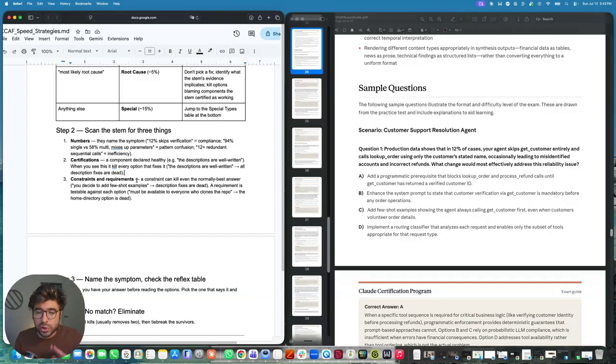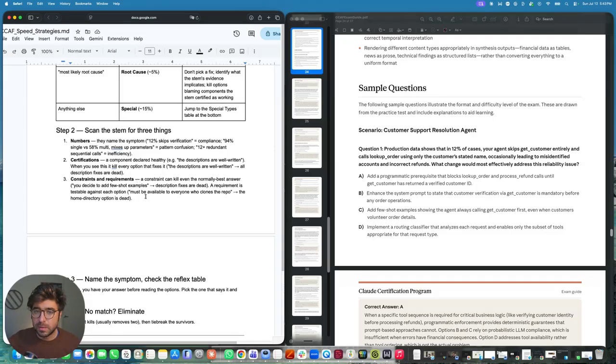The second thing you're looking for are certifications. So this is when it declares a certain component is already healthy. And what that's going to do is it's going to help you eliminate any answers that reference trying to fix that healthy component. The third thing you're looking for are constraints and requirements. And so a constraint can kill even a normally best answer. So for example, the question might say, you decide to add few shot examples. So when you see that, you know that any correct answer has to include using few shot examples. And so description-based fixes that don't use few shot examples are immediately dead.